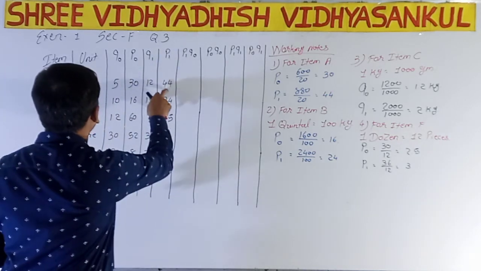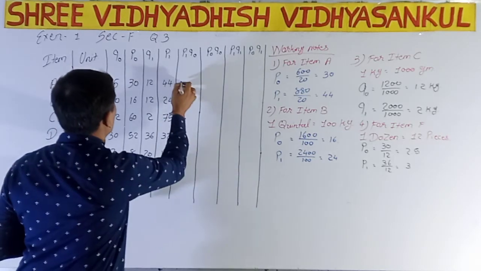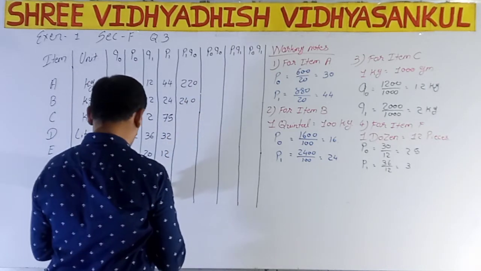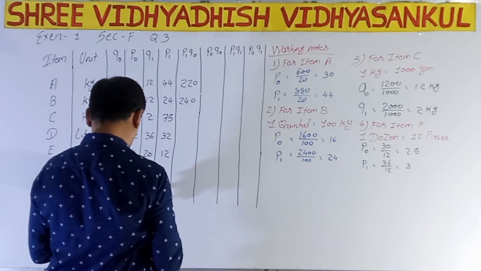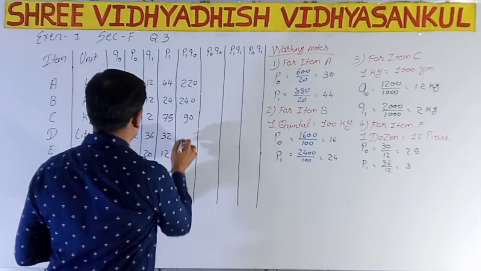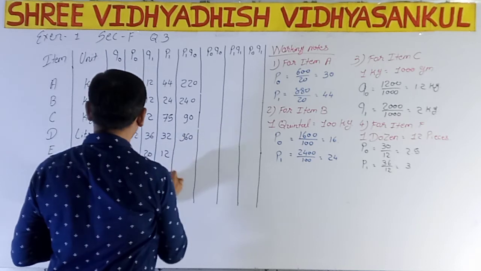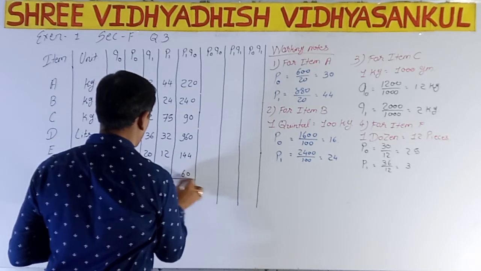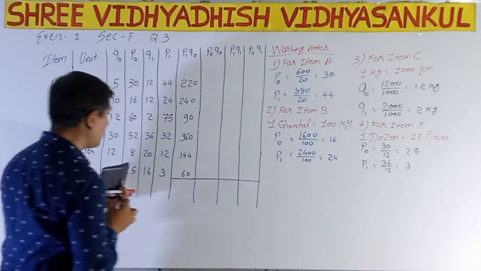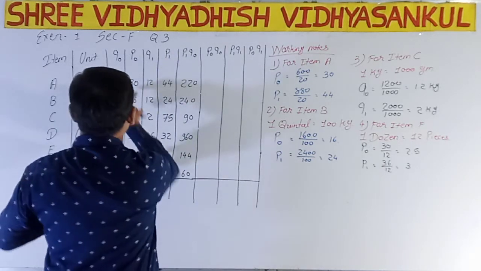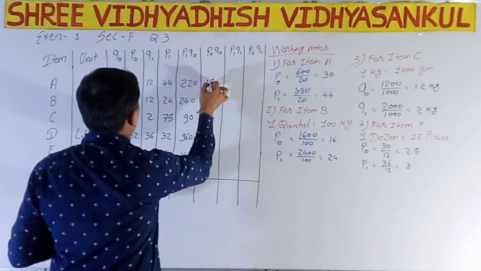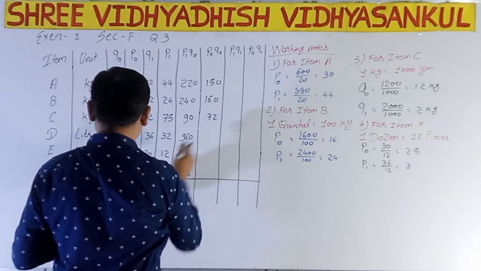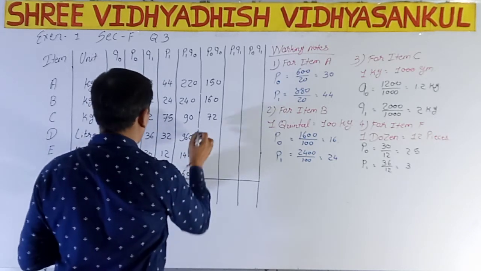P1 Q0: 220, 240, 90, 960, 144 and 60. Then P0 Q0, these two: 150, 160, 72, 1560, 96 and 50.